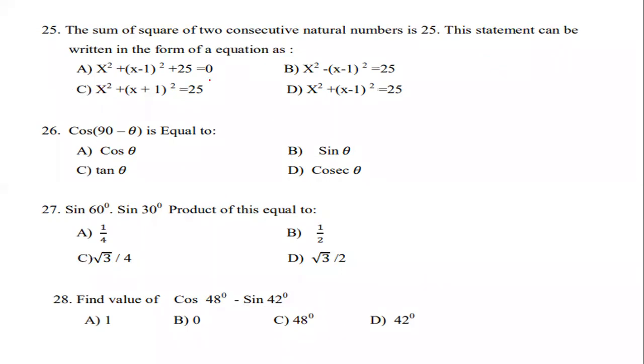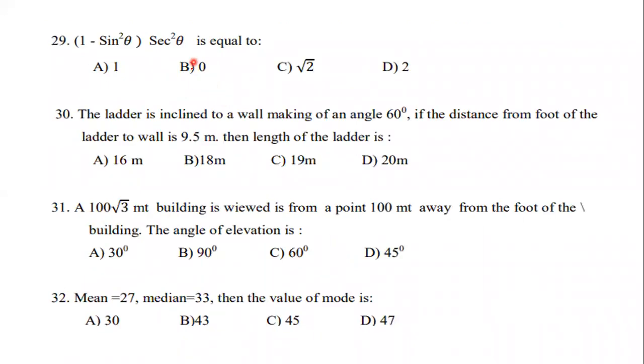Next, 29th question. 1 minus sin square theta into secant square theta is equals to dash. 1 minus sin square theta is cos square theta. Instead of secant square, you can write 1 by cos square theta. Get cancelled, which is equals to 1. Which option is right? Option 1 is correct.